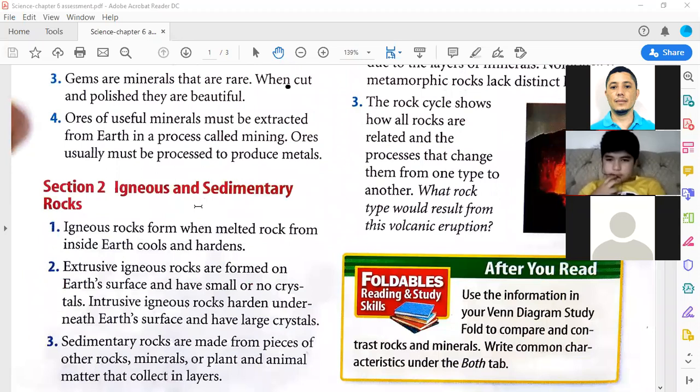Um, Gems are minerals that are rare when cut and polished. They are beautiful. Thank you very much.